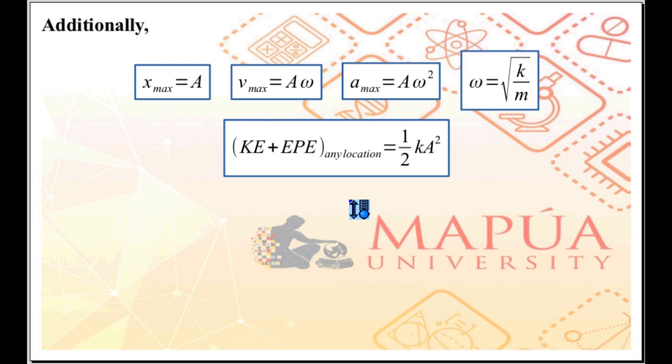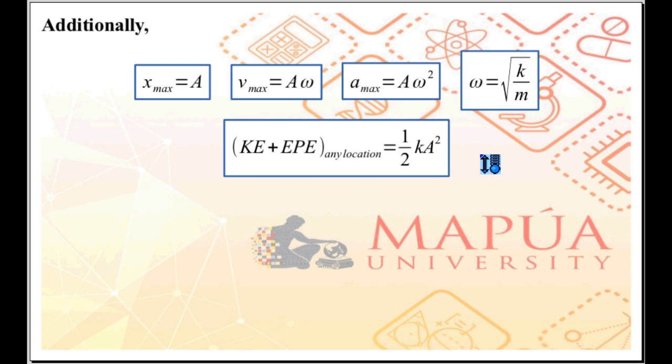Note that omega is equal to the square root of k over m, and total mechanical energy is equal to 1/2 k A squared. Both of these equations make use of k, the spring constant. That tells you that these two equations are applicable only to spring motion. It's because they make use of the spring constant in the equations.